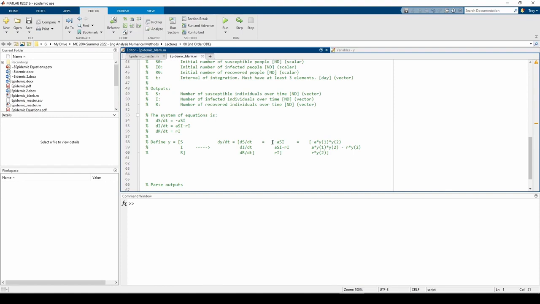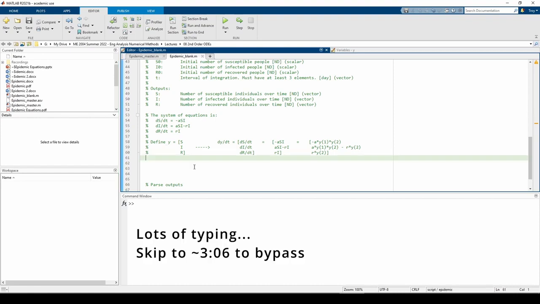Notice how S is just the first element of the y vector, so we substitute the S here with y(1). I is the second element of the y vector, so we substitute this I with y(2). In total, the negative ASI term becomes negative A times y(1), which is S, times y(2), which is I. We can make the same substitutions for the ASI minus RI and the RI terms down here. This allows us to express the entire system of ODEs in terms of our new single variable, y. We do this because we have to solve all three ODEs simultaneously since they're coupled. Let's write the anonymous function handle we'll input to ODE45.